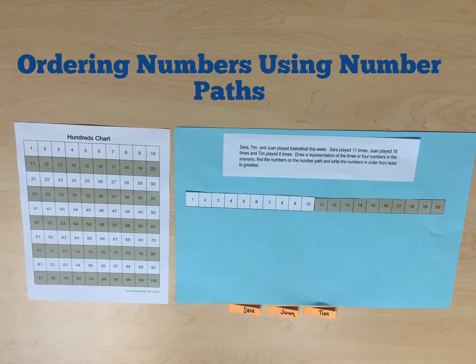We can use a number path to help us order numbers. Let's look at this scenario. Sarah, Tim, and Juan played basketball this week. Sarah played 11 times, Juan played 18 times, and Tim played 8 times. Draw a representation of the 3 or 4 numbers in the scenario, find the numbers on the number path, and write the numbers in order from least to greatest.